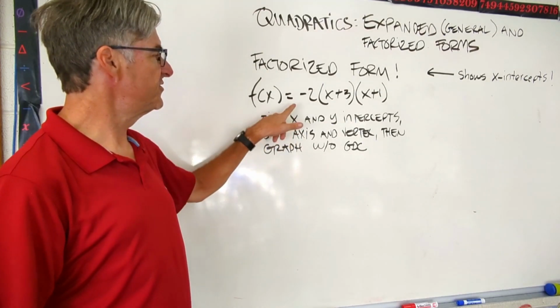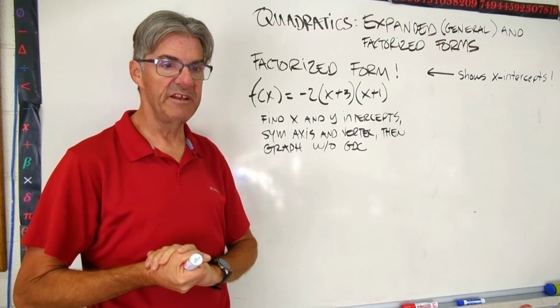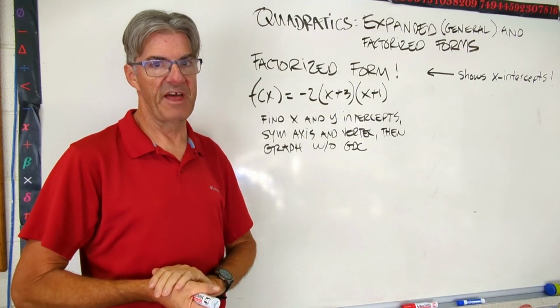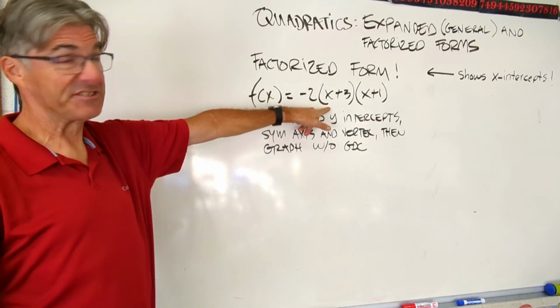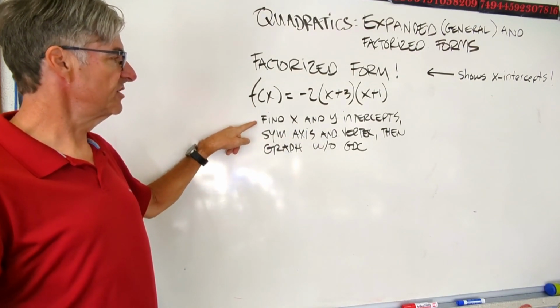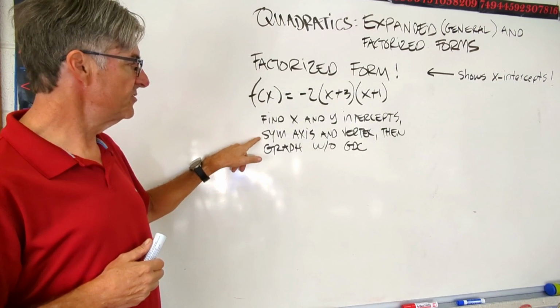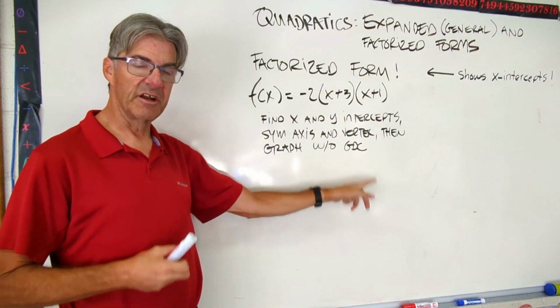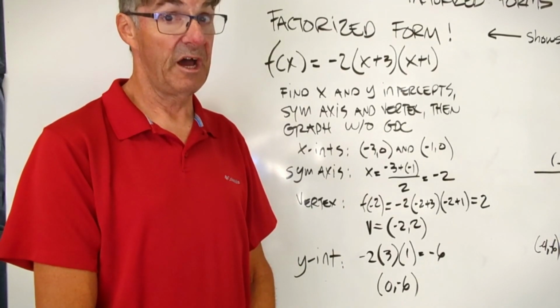Alrighty. Here is your last example, and thanks for hanging in. I know this video has been a little bit on the longer side, but just stick with me. This is the last example. I'll wrap it up after we get done with that one. So here's your factored form, your factorized form. Here's your instruction. Find the x and y intercepts, so use that little trick I just showed you, symmetry axis and vertex, and then graph without your graphing display calculator. So go ahead, pause the video, and make that happen. Let's see how you did.